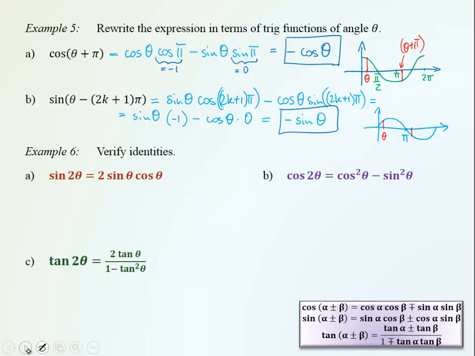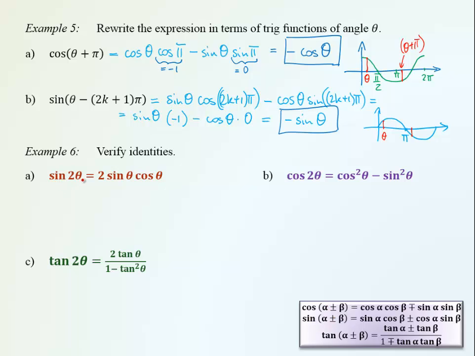Verify identities. Well, we developed formulas for sine, cosine, tangent of sum or difference of angles. Specifically, if those angles are exactly the same, we can create formulas for sine double angle, cosine double angle, tangent double angle, and those formulas are quite often used, so it's a good idea to memorize them, as well as add to the list of formulas. So those are special cases of our sum or difference formulas.